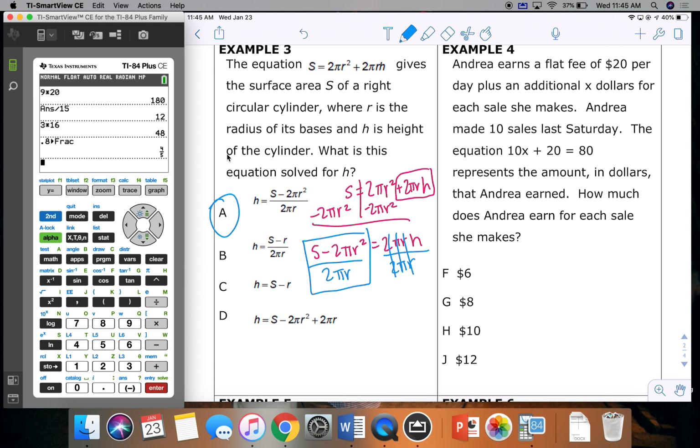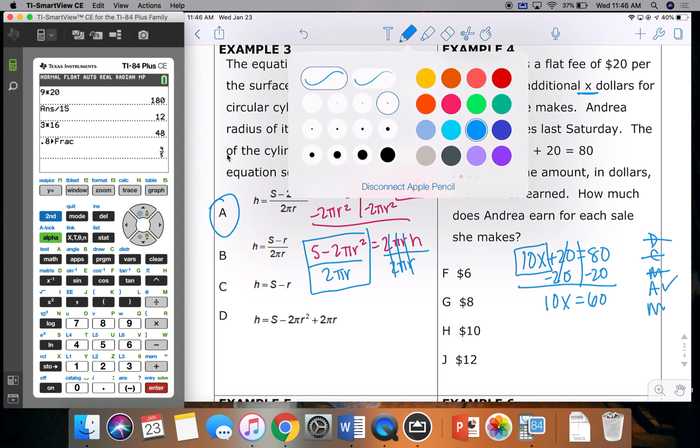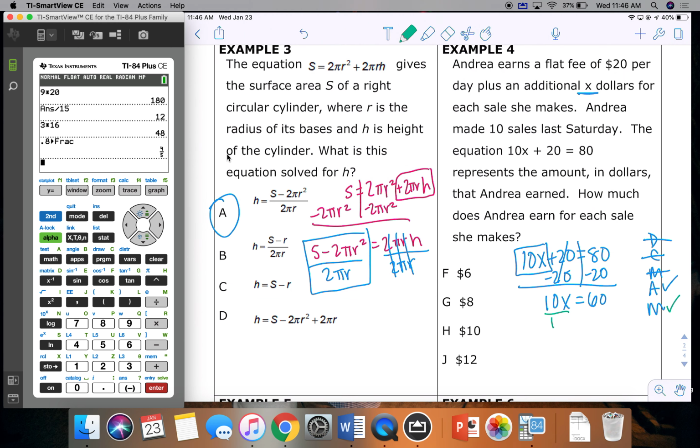So they told us each sale is X, so we are solving for X. We don't have anything to distribute. We don't have anything to combine. We don't have variables on both sides. When I box my x, there is something to move. So I didn't need to add or subtract. And then I'm going to finish by multiplying or dividing. In this case, I divide because it's being multiplied. And I get 6, which is answer choice F.